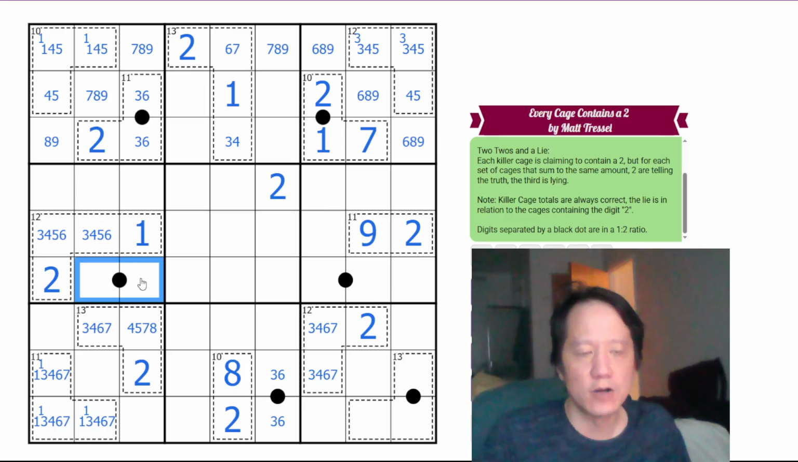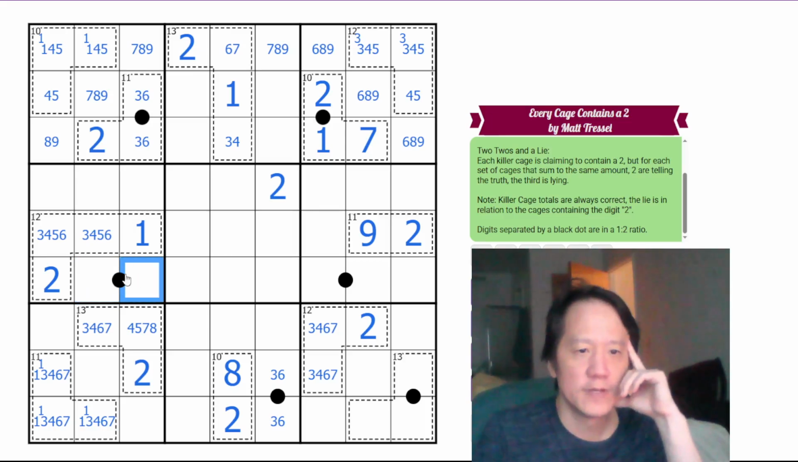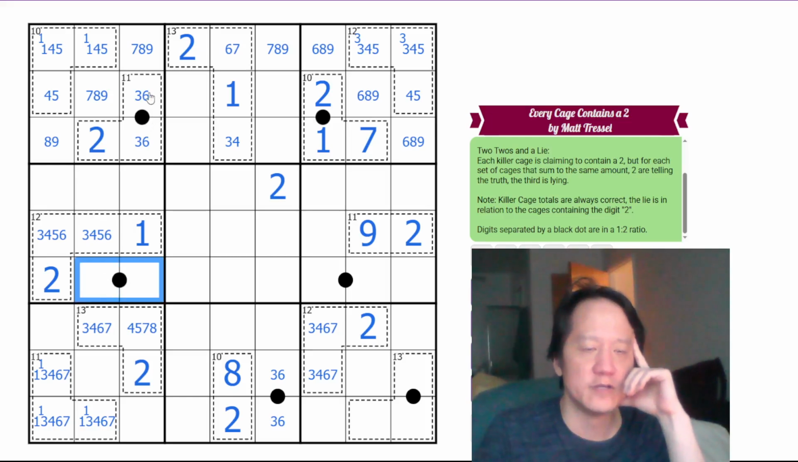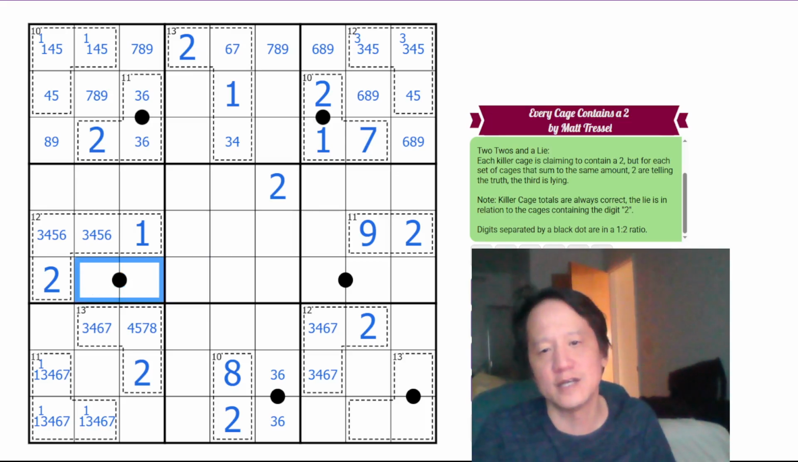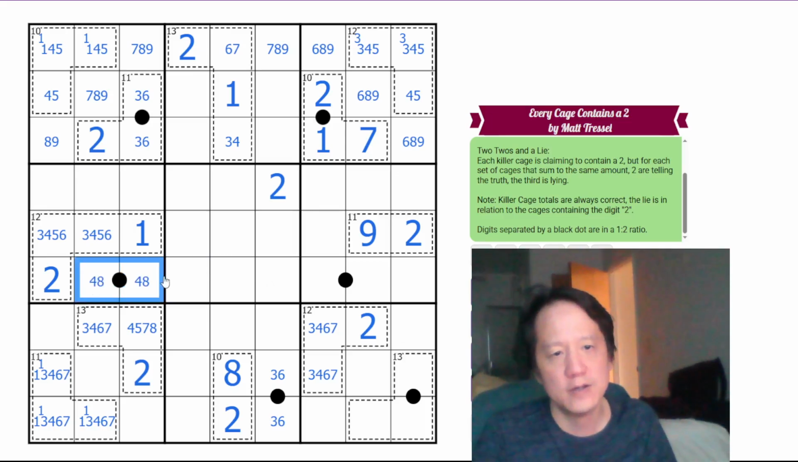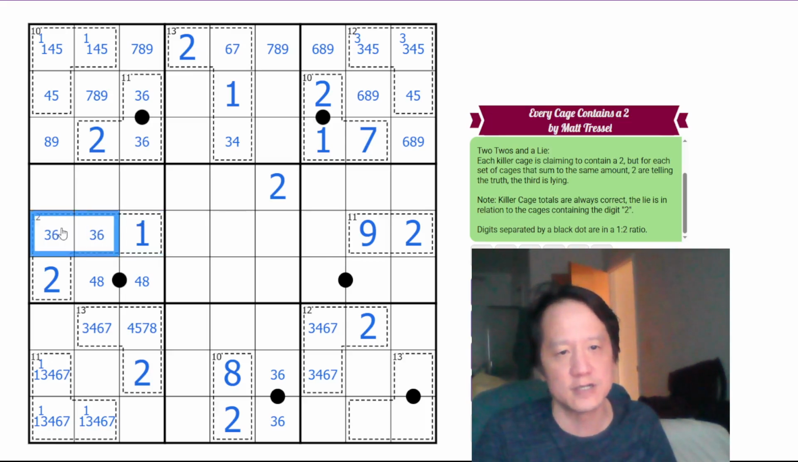This pair can only be 3, 6, or 4, 8 as a ratio. But if this is 3, 6, the problem is neither of them can be here because of the 3, 6 pair in the column. So this can never be 3, 6. This has to be a 4, 8 pair, which eliminates 4 here in this box. So this can't be 1, 2, 4, 5. It has to be 1, 2, 3, 6 here.